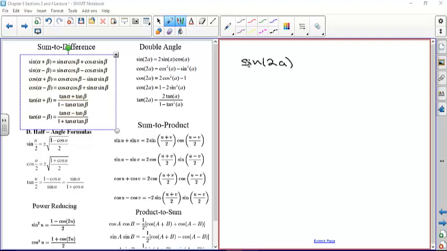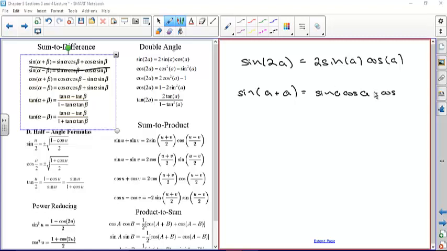Sine of 2a is equal to 2 times the sine of a times the cosine of a. And you may say, well, that doesn't look like alpha plus beta, but what you could do is say that's sine of a plus a. So 2a is 1a plus 1a. Then if we use this formula, we would get the sine of a times the cosine of a, that's the first term, plus the cosine of a times the sine of a, since alpha and beta are the same. So you get sine of a, cosine of a, sine of a, cosine of a, which would be 2 times the sine of a times the cosine of a. So there you go. That's how that one works.